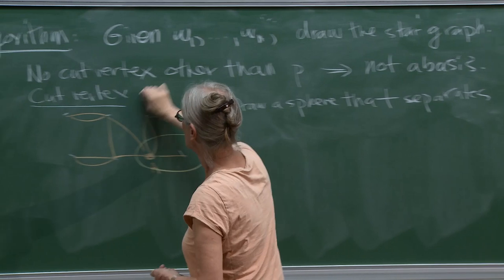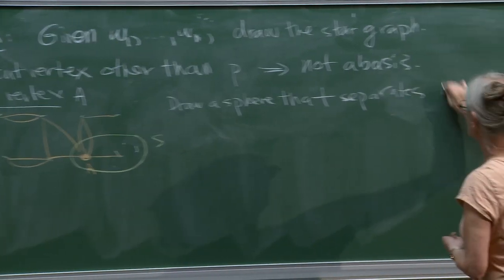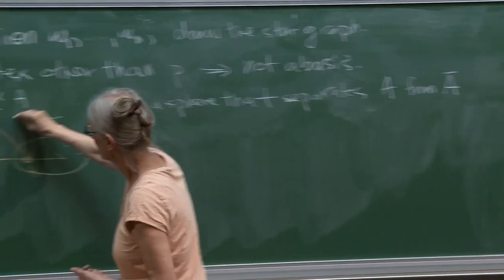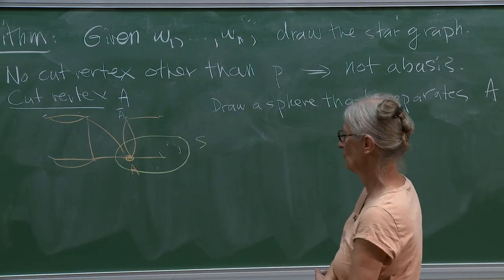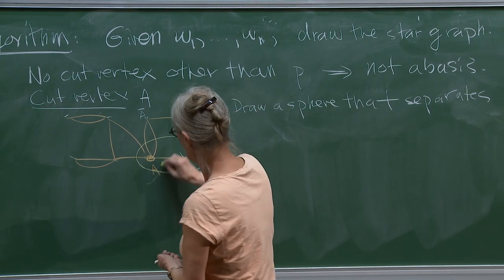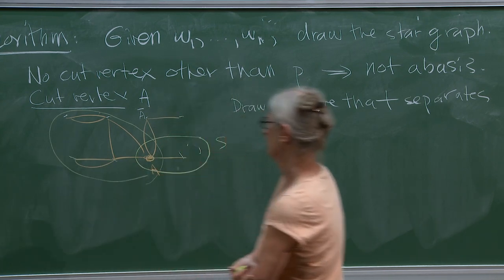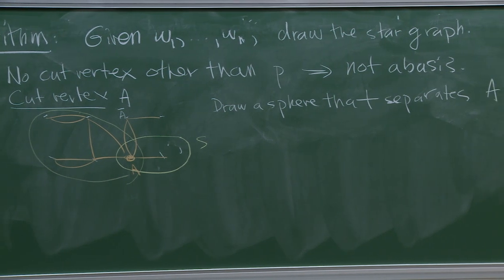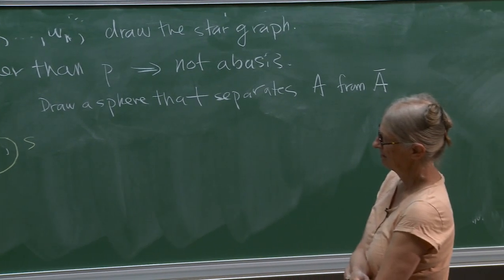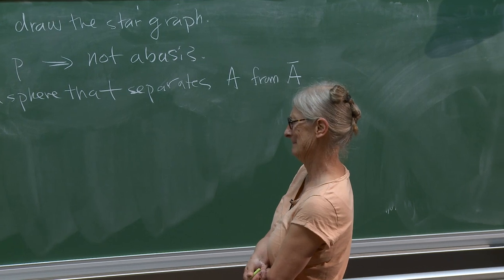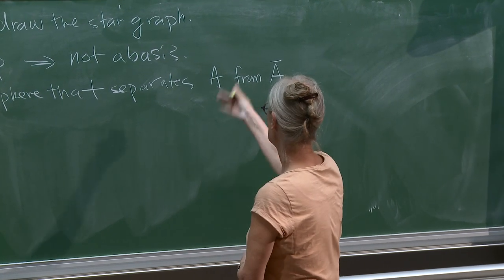Cut vertex A, that separates A from its opposite number up here. Now I actually have two choices here. I could have drawn this one, or I could have drawn this one. I think I want to use one that contains the base point, but I can't remember. If I'm thinking about outer automorphisms, I don't need a base point, and that's what I usually think about. But yeah, draw a sphere that separates A from A bar S.